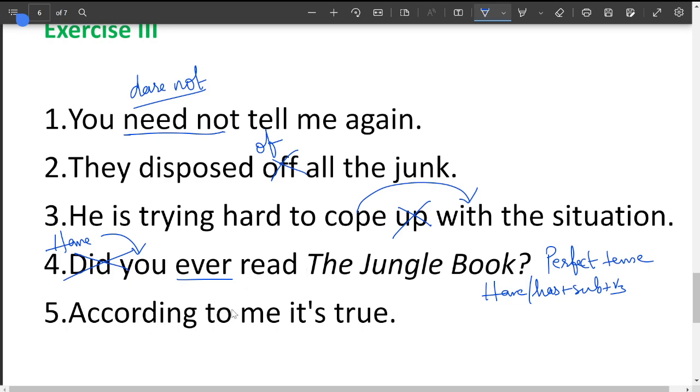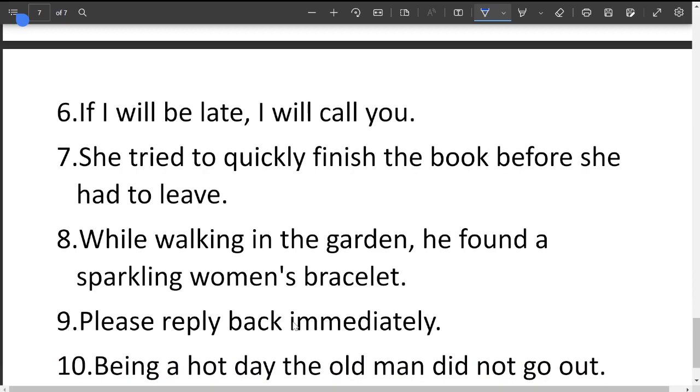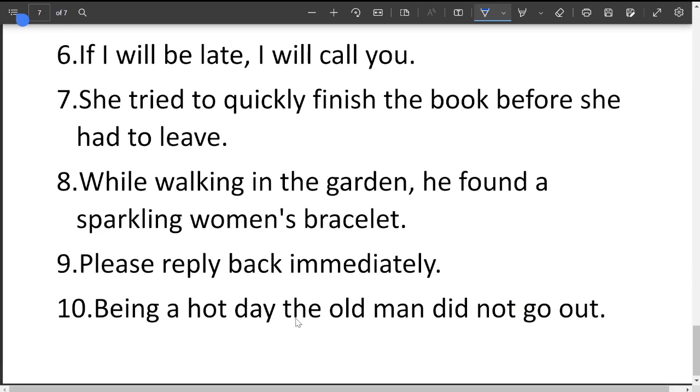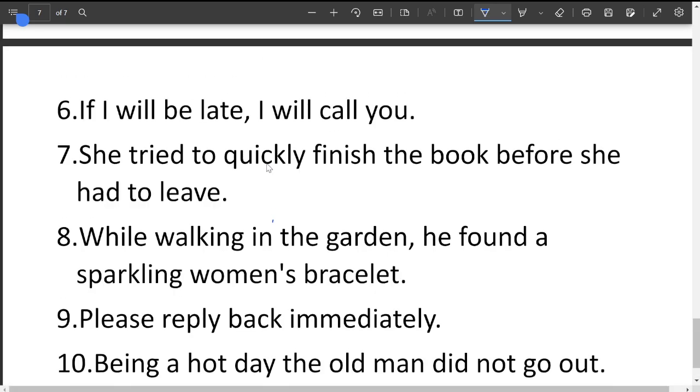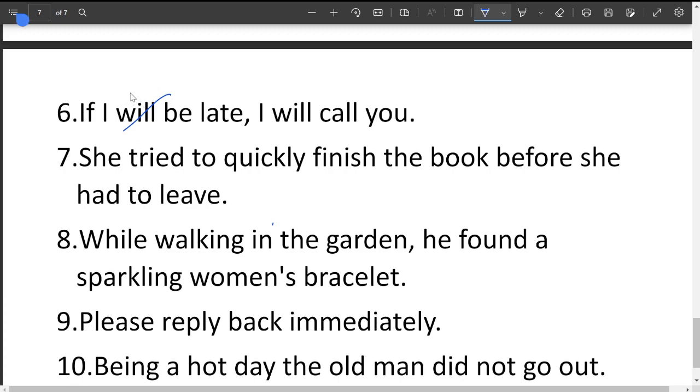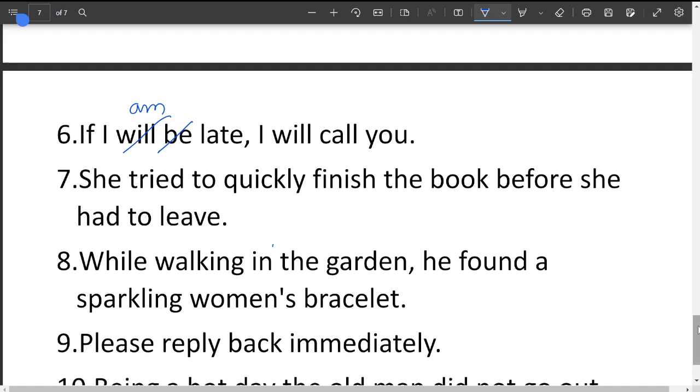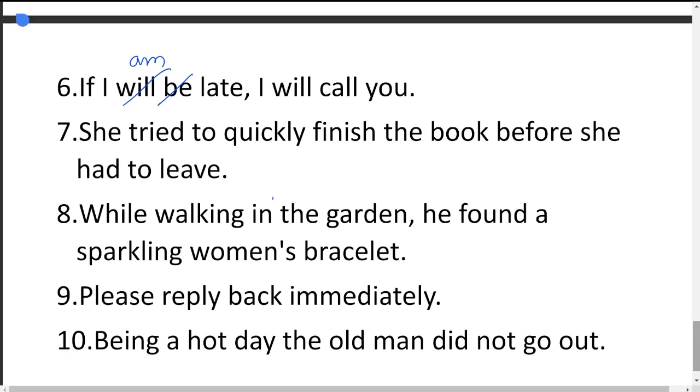Okay. Next, "according to me, it is true." This is the sentence given in your text, but it seems like there is no error. According to me, according to you, according to them can be used. According to me, this is true. Can be used. Next, "if I will be late, I will call you" is absolutely wrong here. This is again the first conditional case. Look at this: if I am late, I will call you. You cannot use "if I will be late." You have to go with "if I am late, I will call you."